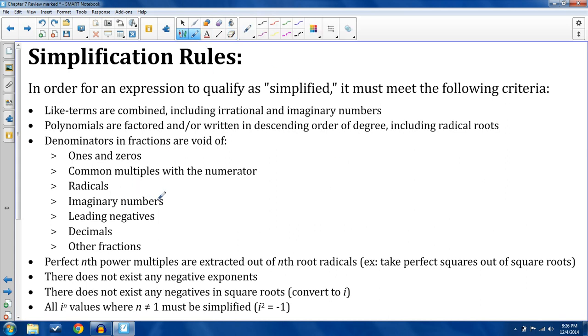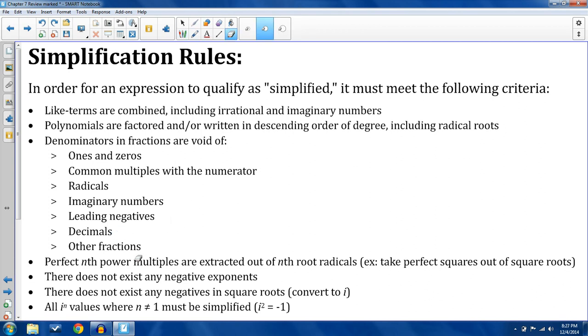Imaginary numbers, you must make your denominators real numbers. Leading negatives, and we'll run into a problem like that for sure. It's going to be number 9, by the way. Decimals and other fractions. You won't have fractions within fractions, I sure hope.